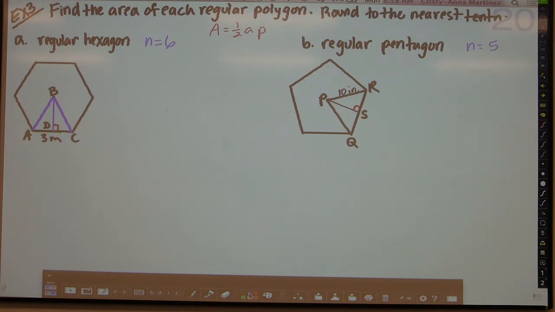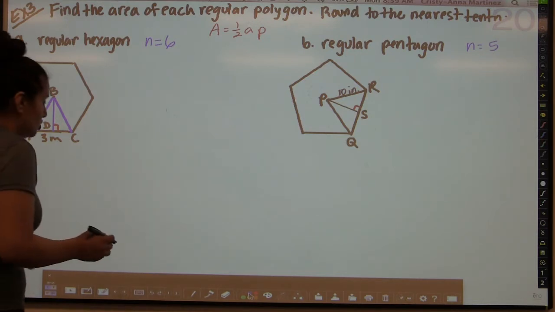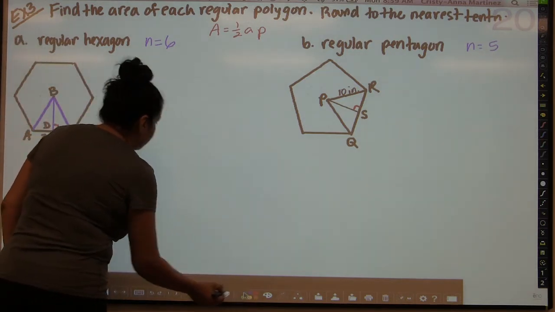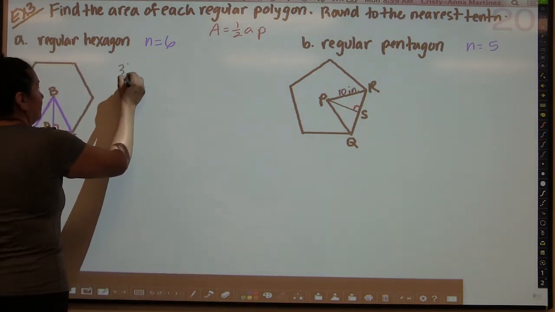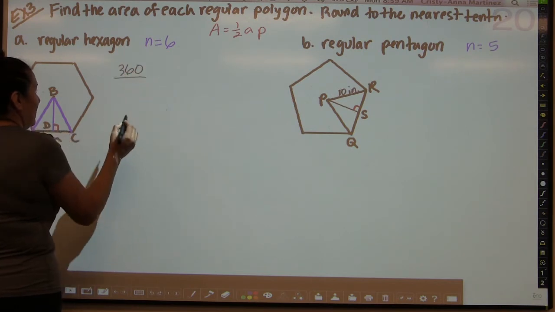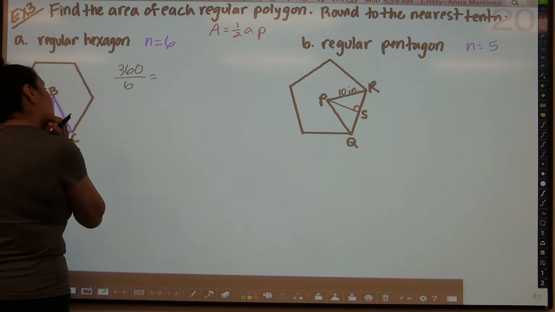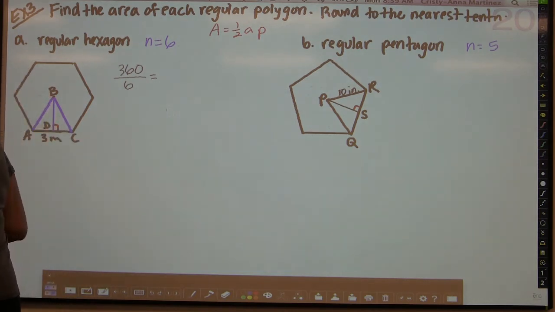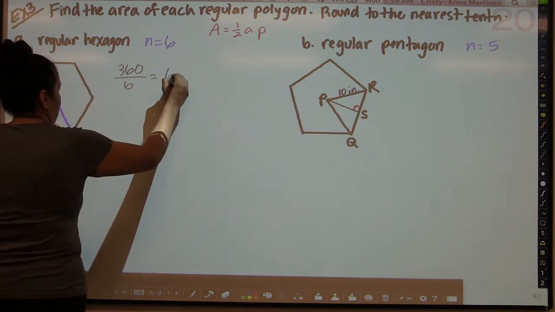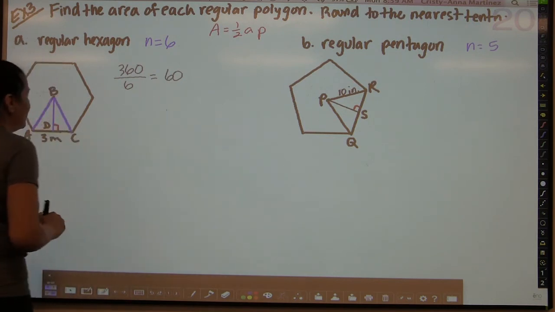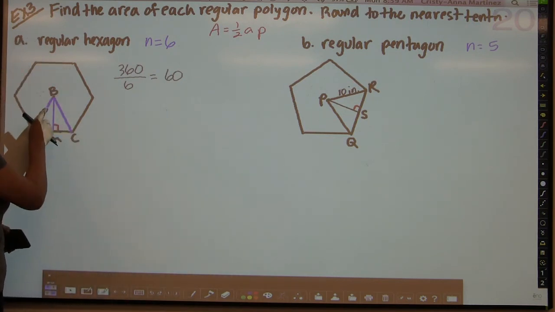So we're going to start by finding our angle measure. This is how you usually want to start. You want to take 360 and divide it by n. And in this case, n is 6. So 360 divided by 6 is going to be 30, or 60, sorry. I knew that. It's going to be 60. So that tells me that the angle from here to here is 60.